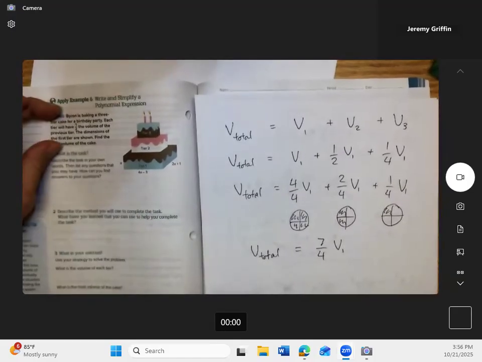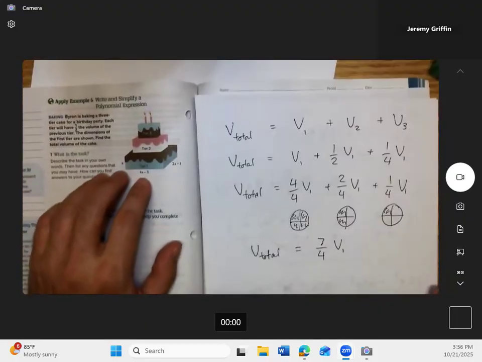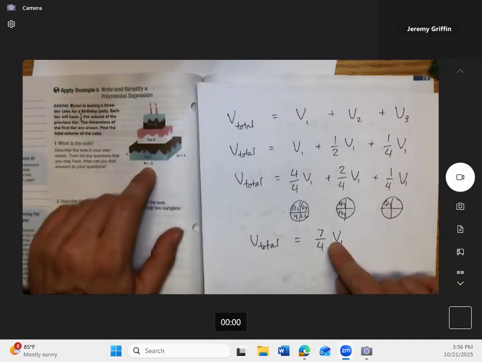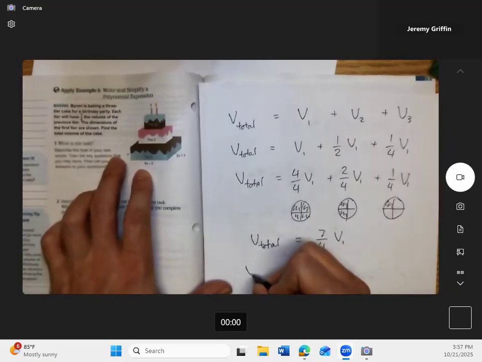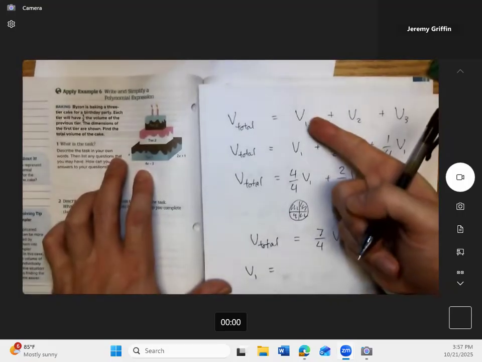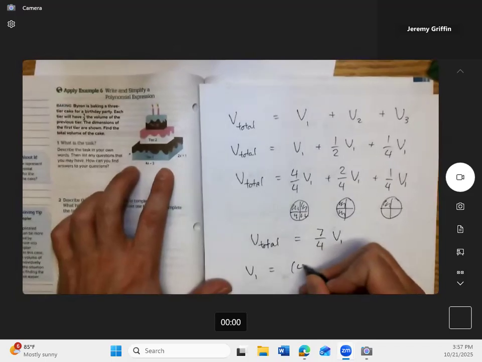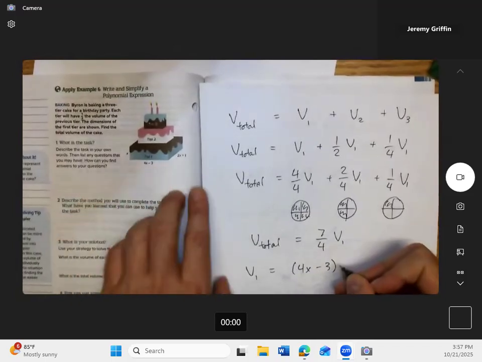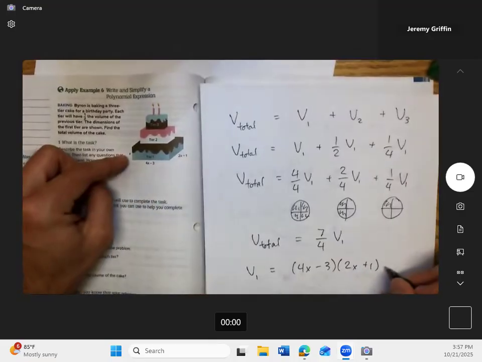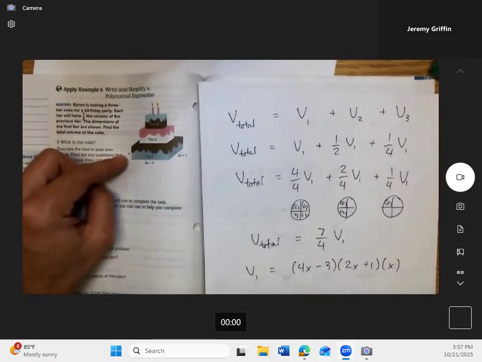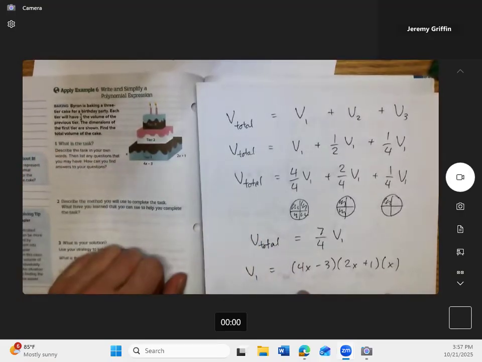That's all just from this bold section up here. Now if you look at this diagram, we can figure out the volume of tier 1 in terms of x. Isn't volume length times width times height? So the volume of tier 1 is this base, which is 4x minus 3, times this depth, which is 2x plus 1, times this height, which is x. Now, if I slap on a 7 over 4 in front, I have the volume of the whole cake. Now, that could be the answer.